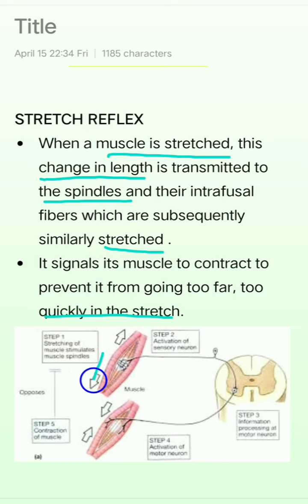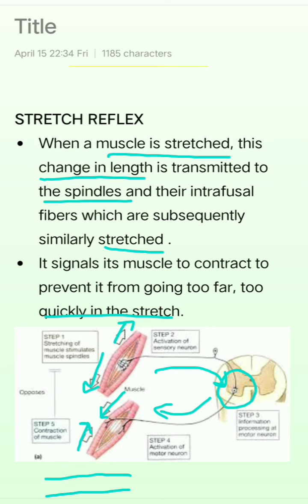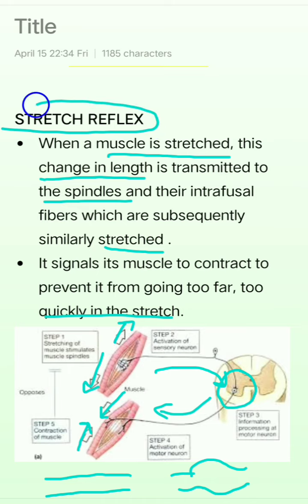Whenever the muscle fiber is stretched, it will activate the muscle spindle. The muscle spindle will also stretch and it will activate the sensory neuron. This information will be processed in the CNS and it will send the impulse to the motor neuron. It will activate the motor neuron and cause contraction of the muscle fiber. So you will see whenever the muscle fiber is stretched, the next step will be its contraction. It will be followed by contraction due to the stretch reflex.